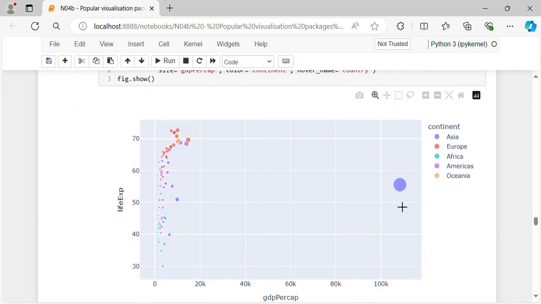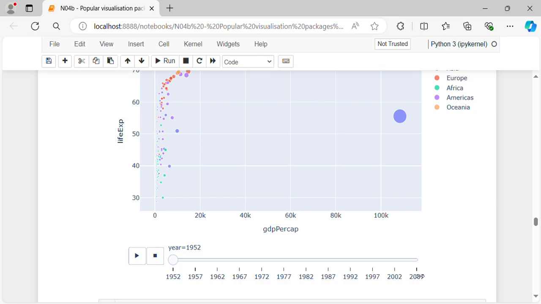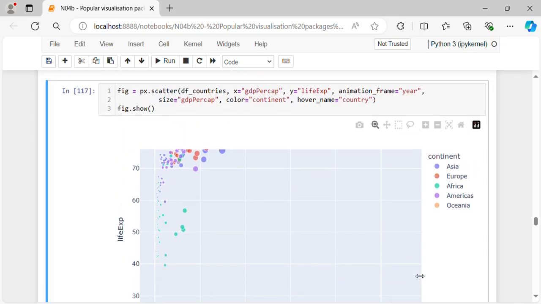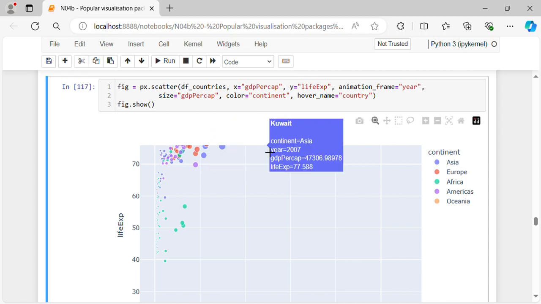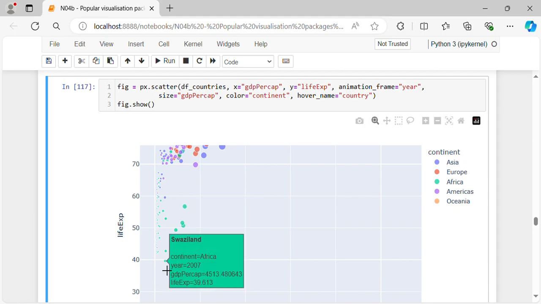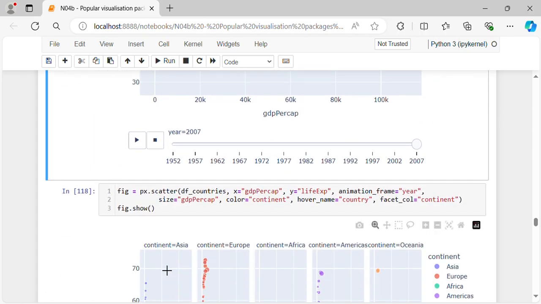So here, if I click on each of these, this big circle is for Kuwait. And Kuwait was having very large GDP but low life expectancy, and in 2007, this is Bahrain. So Kuwait has disappeared, which means that it has much higher life expectancy, and African continents is still having low life expectancy.